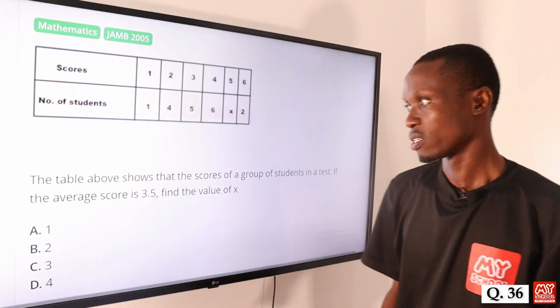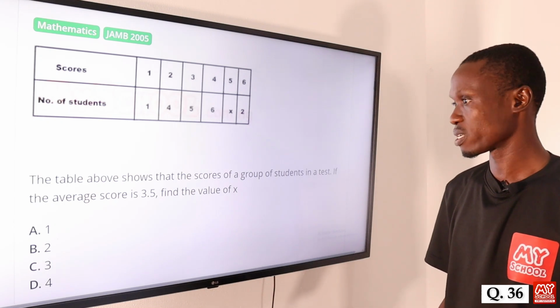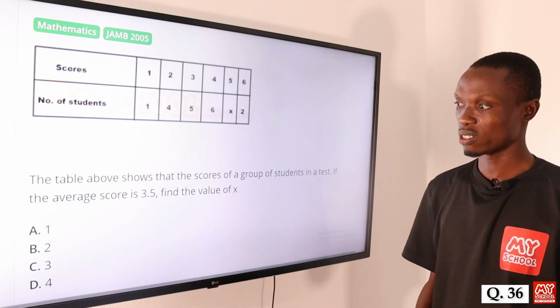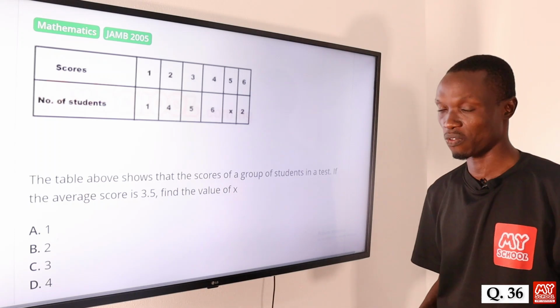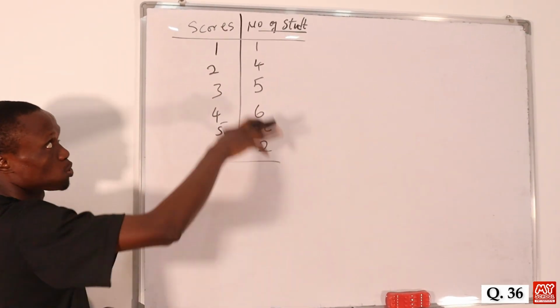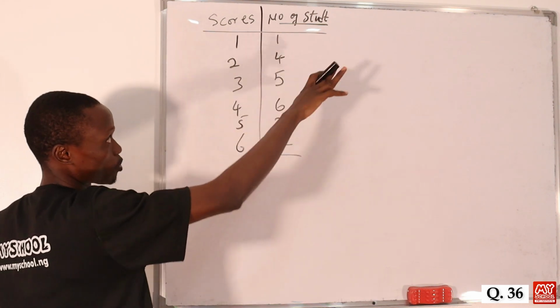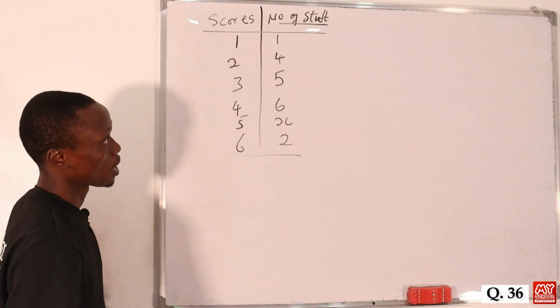Question 36. The table above shows the scores of a group of students in a test. If the average score is 3.5, find the value of x. So let's move over to the board to provide answer to this question. So this is the table that is given to us. I'm the one that just drew it in this format, okay? But basically, the information and the numbers that are given to us are all the same.